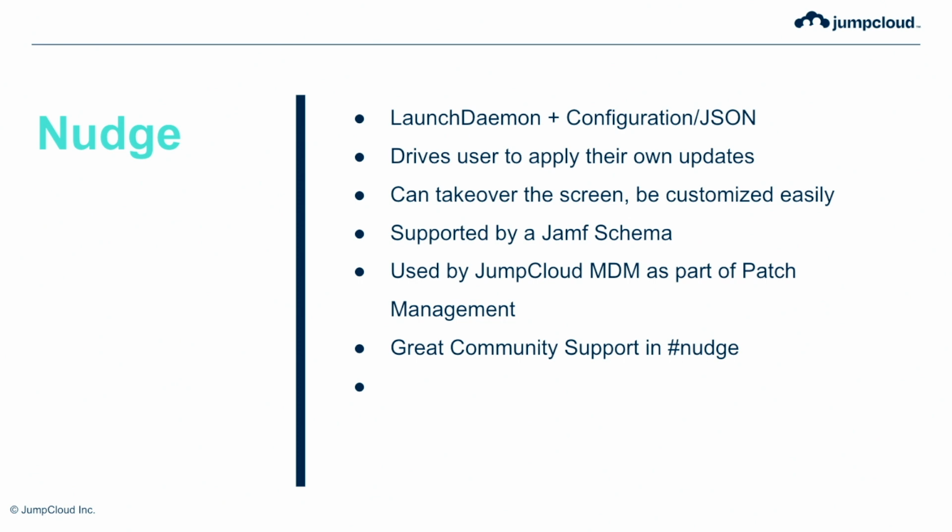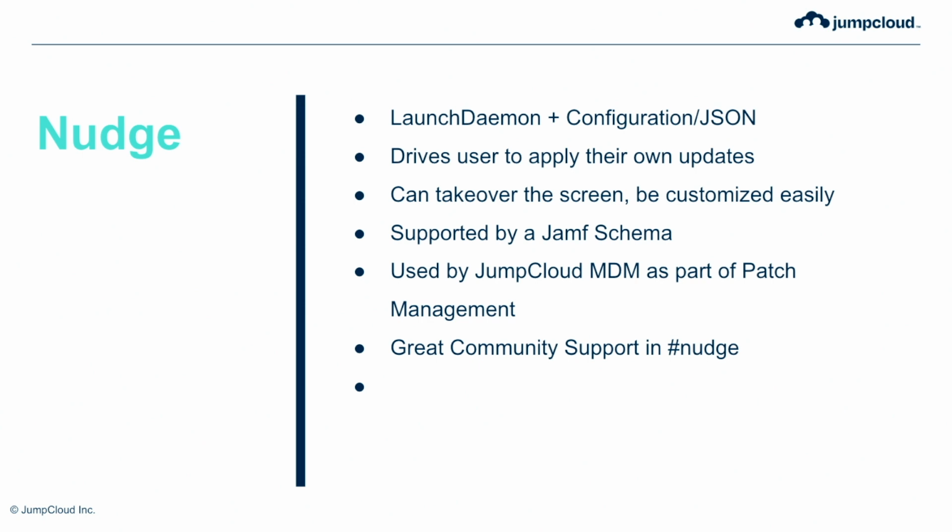Nudge is a launch daemon as well as a configuration profile or a JSON object. It drives users to apply their own updates, and it drives them by telling them how long they have until they must update. It provides an increasingly powerful cadence that is controllable that will help you get to that point. It can take over the screen. It can be customized easily. It's supported by a Jamf Pro schema, which I think is really, really cool. And I love that that's an extension that they've made to their product that helps power the community tool that we have. It's also used by JumpCloud's MDM as part of our patch management SKU.